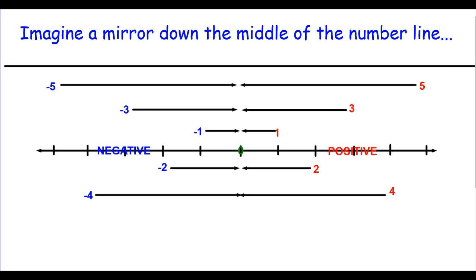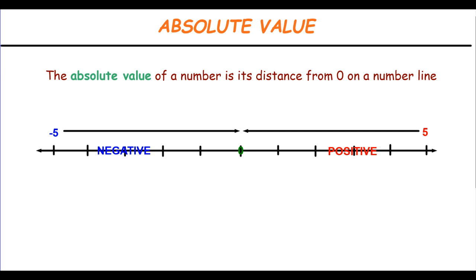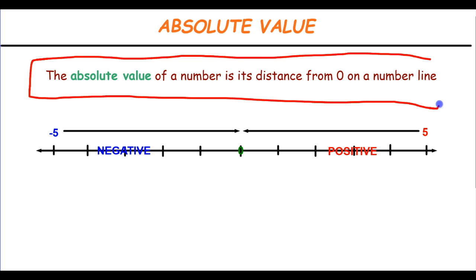And so this idea of distance from 0 is how we talk about the size of a negative number compared to which number is the least and which number is the greatest. And the distance away from 0 is something that we call absolute value. So go ahead and pause the video and write down this definition of absolute value in your notebook.